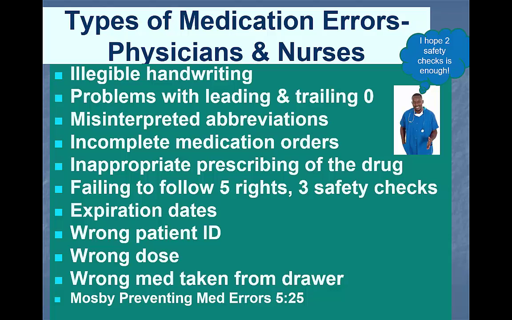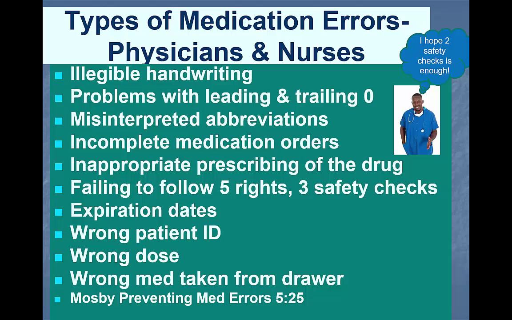Okay, we might have incomplete medication orders. Well, how can you give a medication if something is missing, either the time, the frequency, the milligrams, the route, etc. Inappropriate prescribing of the drug. So maybe the wrong person is prescribing the drug. Failure to follow the 5 rights and 3 safety checks. So this nurse is saying, I hope 2 safety checks is enough. And so of course that's to get you guys to say, no, it's supposed to be 3.